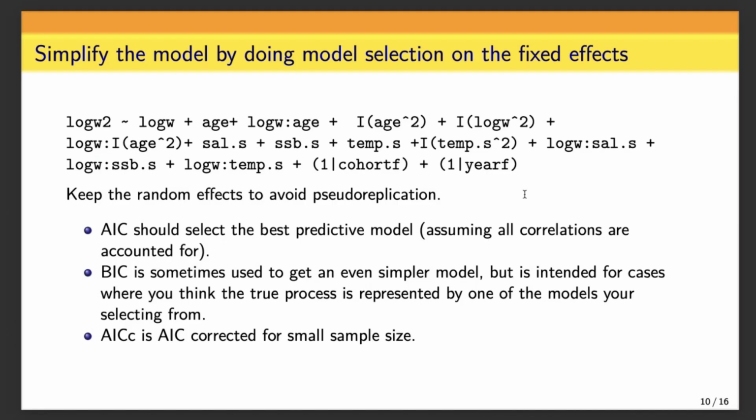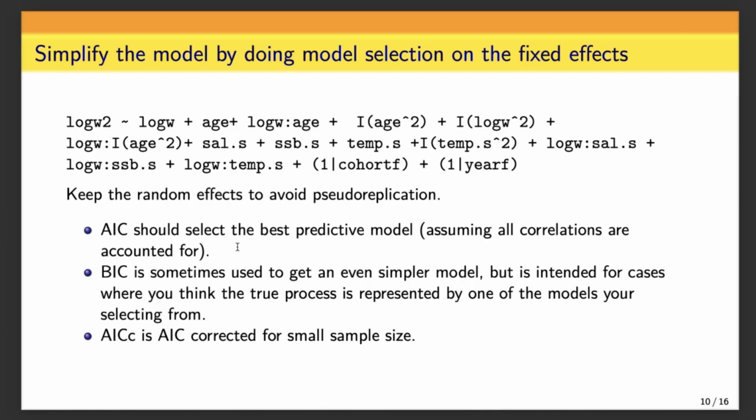As a starting point, you could use AIC to select the best predictive model. It should give the best predictive model, assuming that all correlations are accounted for, but I found that that's not actually true. There are additional correlations, and therefore the models I select by AIC or AICc or anything, it's not necessarily the model that gives the best extrapolation, which is interesting. Yeah, but that's a bit complicated.